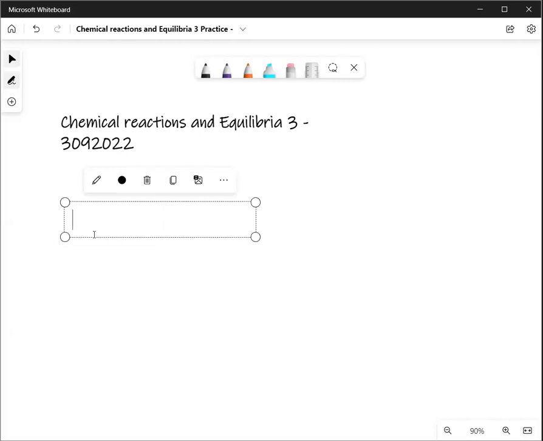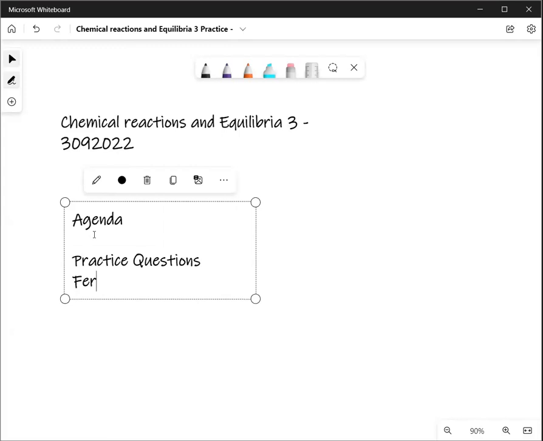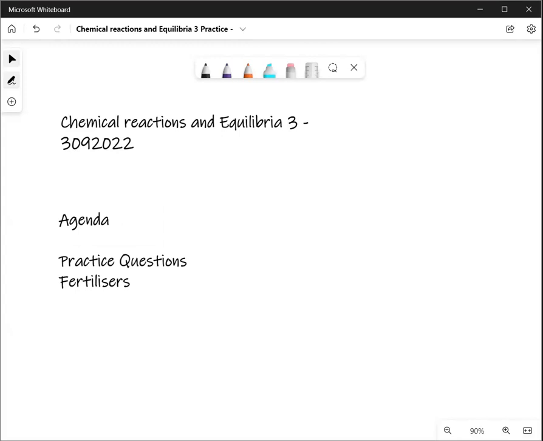We're studying IGCSE chemistry and we are learning chemical reactions equilibria 3. Today, our agenda is to look at fertilizers, first practice questions, and then fertilizers. That's it. Let's start. Okay, first thing first, fertilizer.